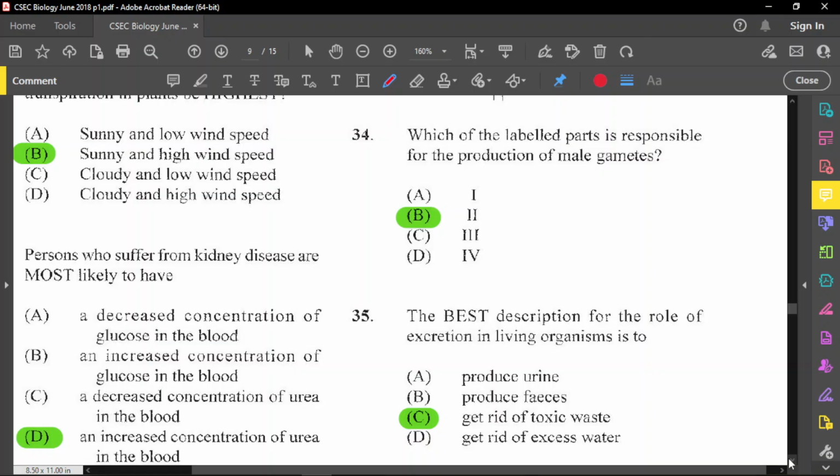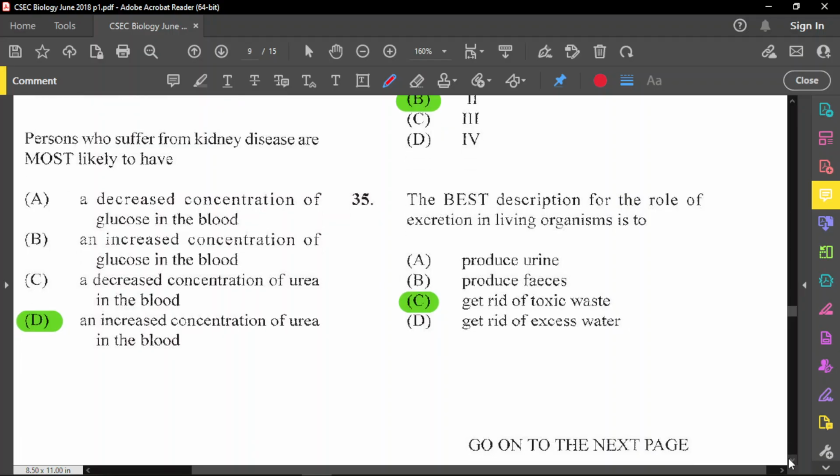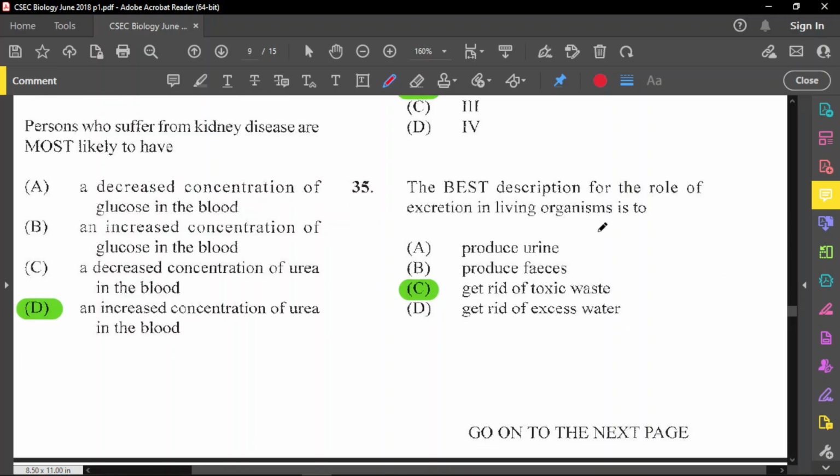All right. Now for 35, it says the best description for the role of excretion in living organisms is to remove metabolic waste. They didn't say metabolic waste right here, but it's to get rid of toxic waste. So C is correct. The reason metabolic waste is used is because metabolic means chemical reactions. For example, carbon dioxide is produced by a chemical reaction, right? Also urea. The chemical reaction to produce urea is called deamination. It takes place in the liver when excess amino acids are converted to urea.